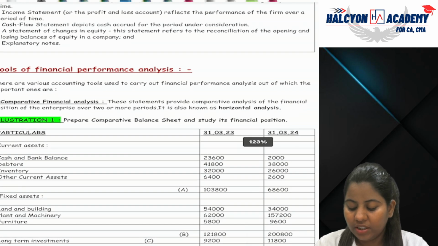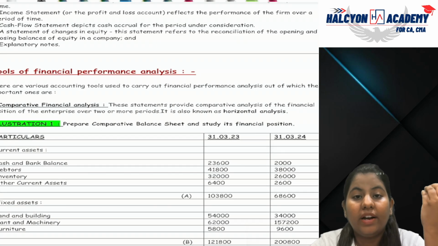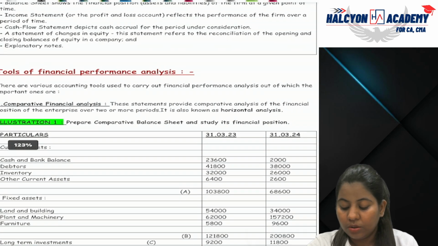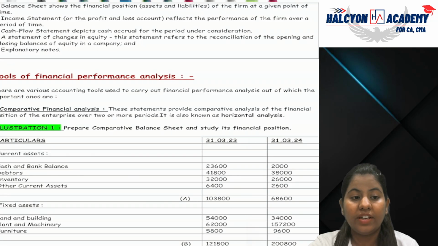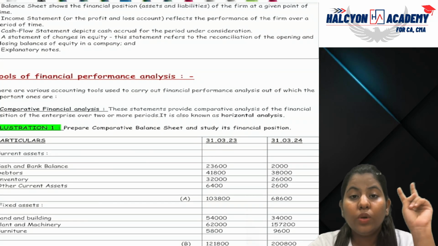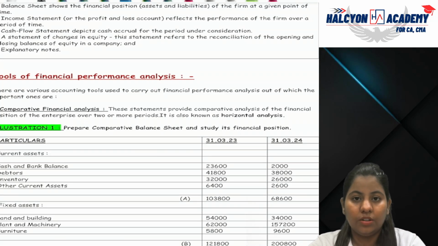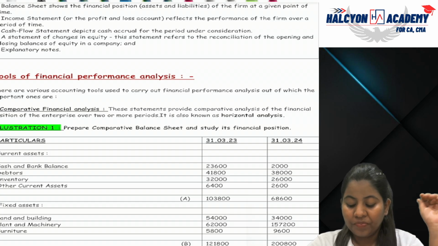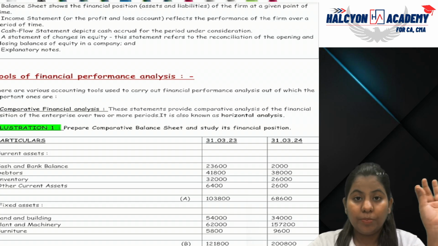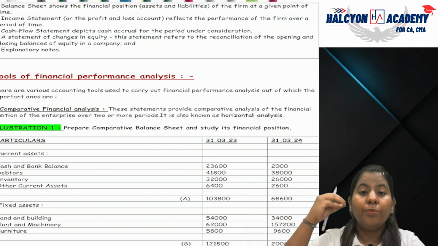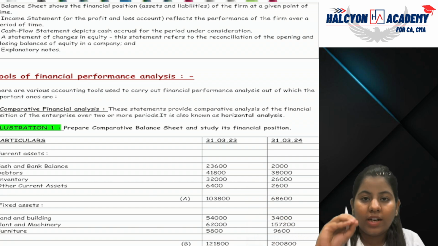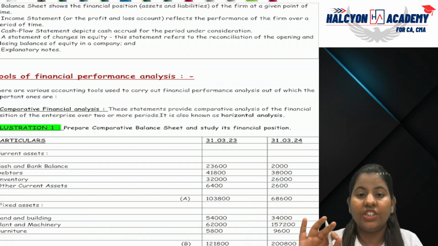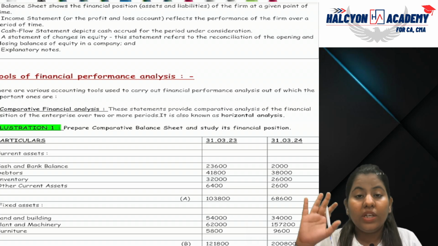See what is given here. What is the meaning of comparative financial analysis? Through comparative financial analysis, we can compare the financial position of 2 years of the same organization, 2 or more years also. So we can compare the financial performance of 2 or more years. Financial performance of whom? The same organization. Of one organization, we can compare the 2 years.